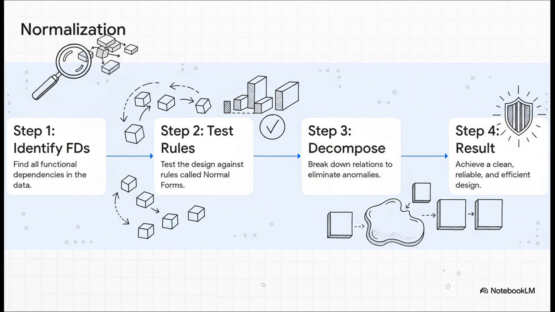And the actual process of applying all these rules to clean up a database? It's called normalization. You can think of it like a purification process. Database designers find all the functional dependencies, they test their design against a series of rules called normal forms, and then they systematically break down those big, messy tables into smaller, cleaner ones that don't have those nasty update anomalies. It's literally using that logical blueprint to engineer a better, more reliable structure.